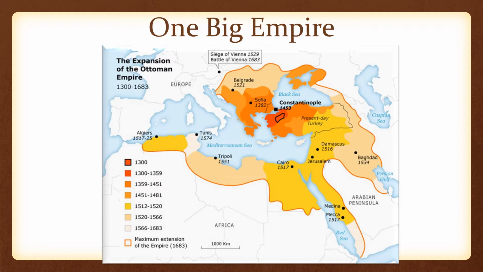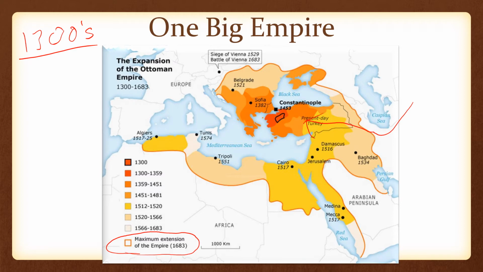Now, when we look at this map, this is going to take us all the way to the full extension of the empire, as it says right here, maximum extension, 1683. This is a massive empire in scope. Obviously, it wasn't very big at the beginning. Starting out in the 1300s is really where we see the Ottoman Turks come into play. They come out of this area in here and then go into Turkey.